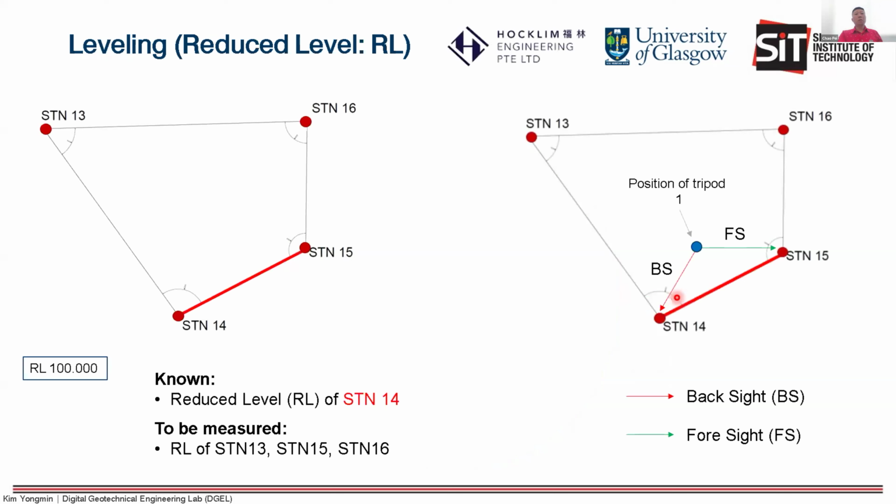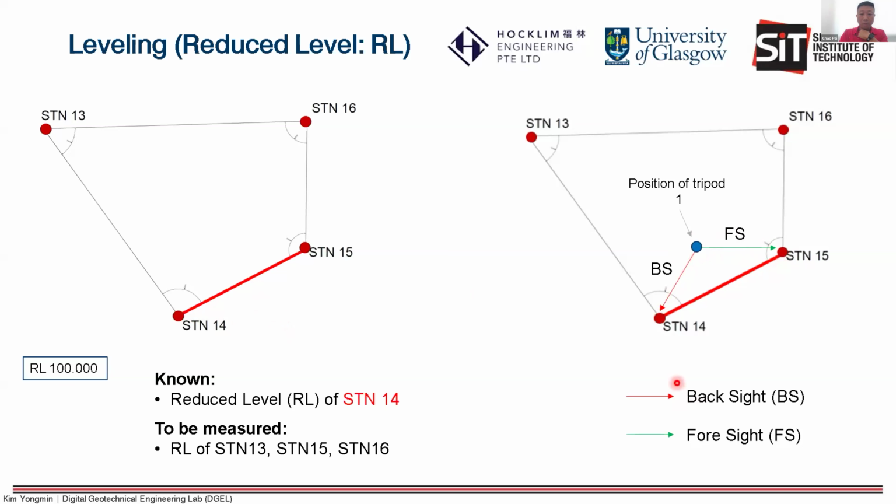Okay, then next week when you go to site, we have different loops. This is actually one of the loops, loop 4. You can see the stations on site. You can start from station 14 as an example here, and we assume the reduced level is 100. Then you put the position of your tripod in between station 14 and 15. Then you read your backsight at 14. Then you take your foresight on 15.